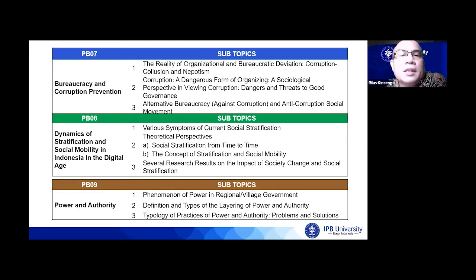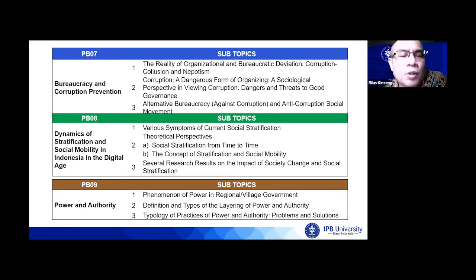We will discuss about the reality of organizational and bureaucratic deviation, corruption, collusion, and nepotism. And then corruption, a dangerous form of organizing, a sociological perspective, I think, in viewing corruption, dangers and threats to good governance. And then the third, alternative bureaucracy against corruption and anti-corruption social movement.